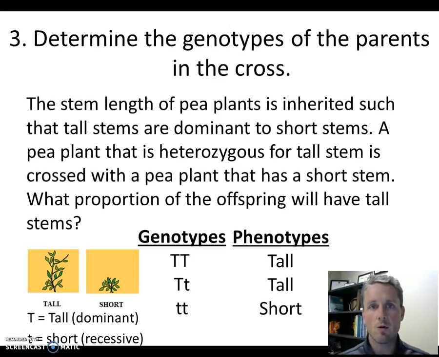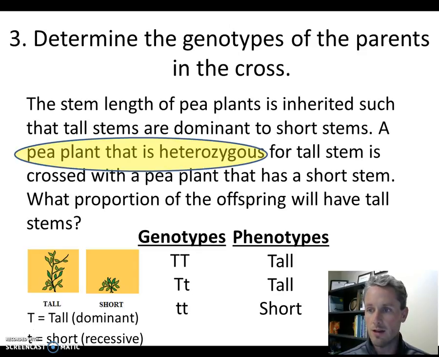So we're going to go back to the question and try to mine out the information we need. So what information is there about the parents? It says here, a pea plant that is heterozygous for tall stem is crossed with another pea plant. So this pea plant that is heterozygous, we've learned about the genotype of that parent. Heterozygous means one of each allele, one dominant and one recessive. So we know one parent is big T, little t.